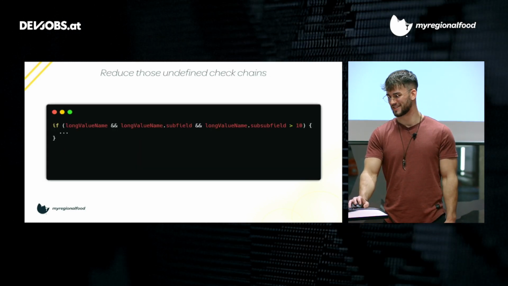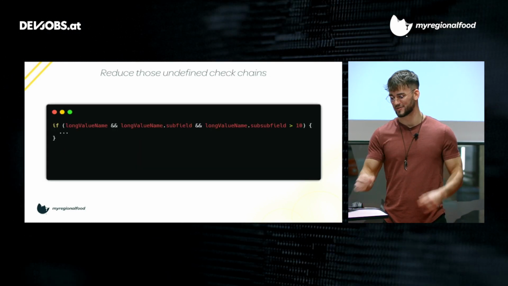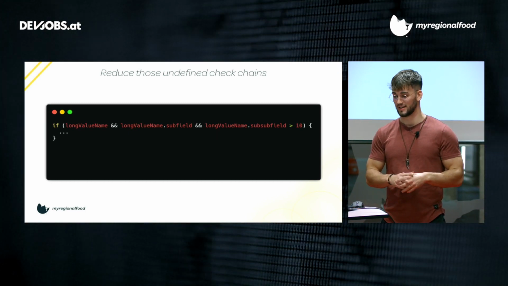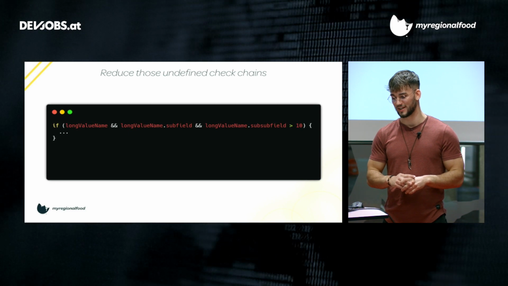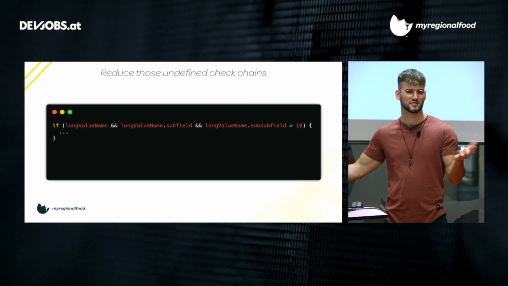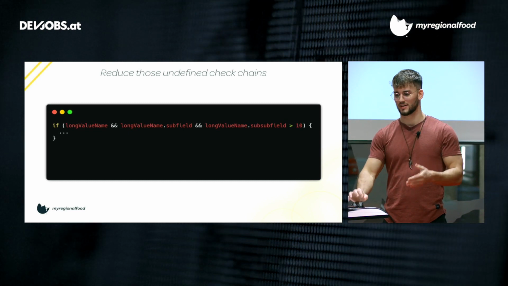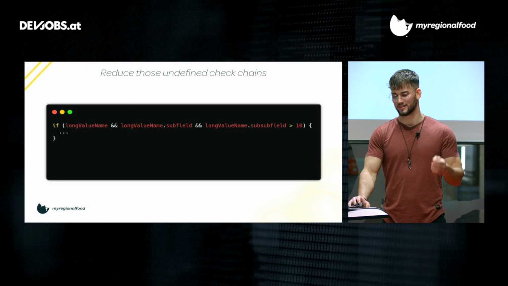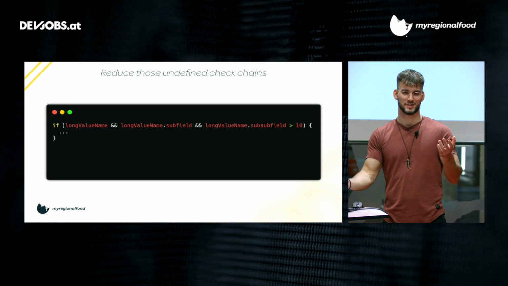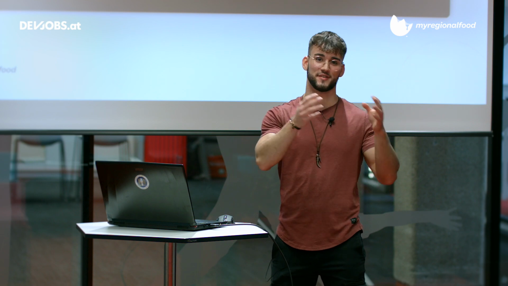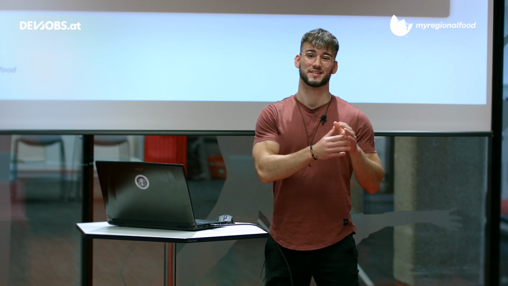One of the biggest cleanup tricks I do all the time now, which I can't live without, is to use the ternary operator to cut those undefined check chains by a lot. So you see, for example, when you want to check a very deeply nested field if it's greater than 10, you have to check all those values in front. If this is not undefined and this is not undefined and this, it gets very tedious.